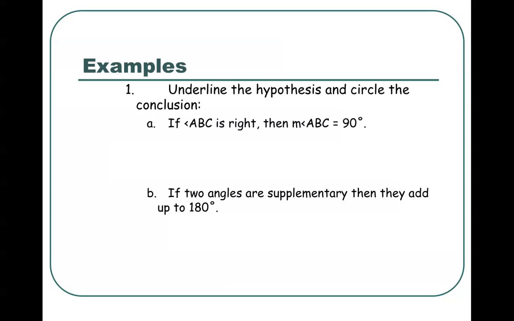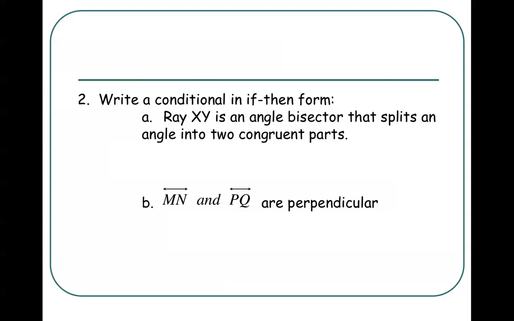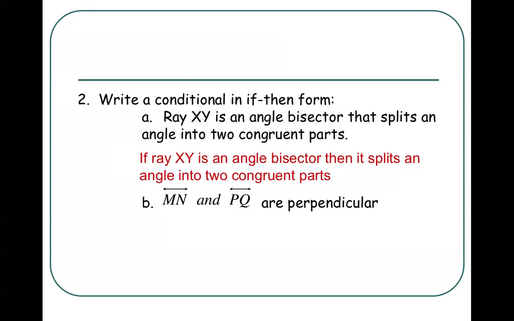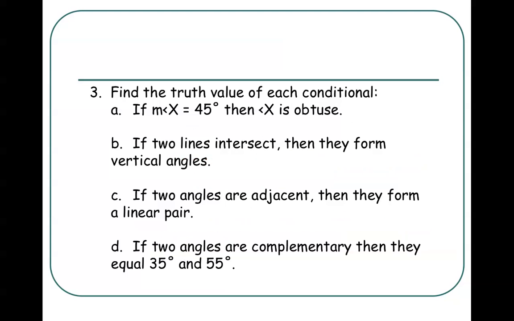All right, here are the answers to our examples. This video is getting long, so I'm going to go pretty quick here. Pause it if you need to. Angle ABC is right is the hypothesis. Conclusion, ABC is 90. Two angles are supplementary is the hypothesis. Conclusion, they add up to 180. If-then form. If XY is an angle bisector, it splits an angle into two congruent parts. If MN and PQ intersect, they are perpendicular. Could be another way you say that.